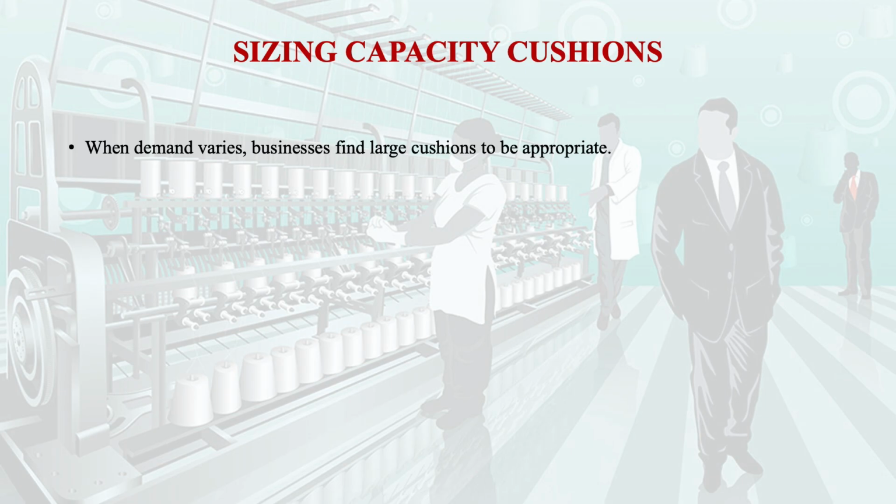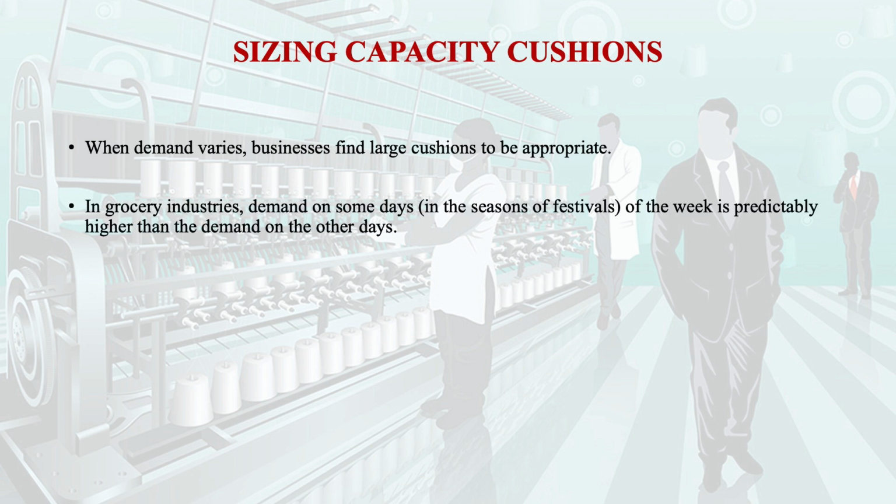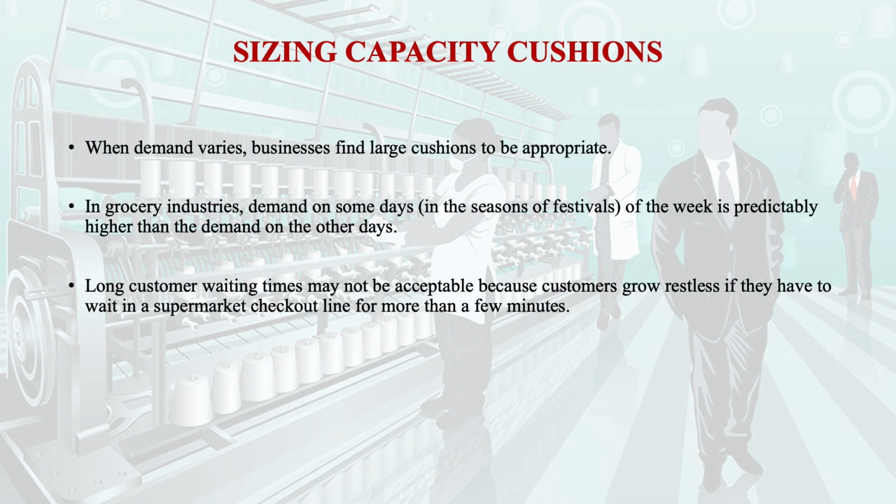When the demand varies, the business finds a large cushion to be more appropriate. If we talk about the grocery industry, the demand on the same day of the week in the season of festivals is predictably very high as compared to the demand in a non-festival season. Long customer waiting time may not be acceptable because sometimes a customer becomes restless. They will either switch to another retailer or to another company. They are not ready to wait.